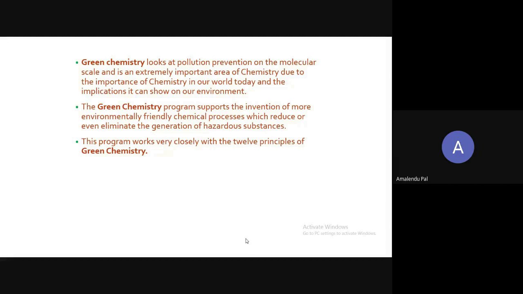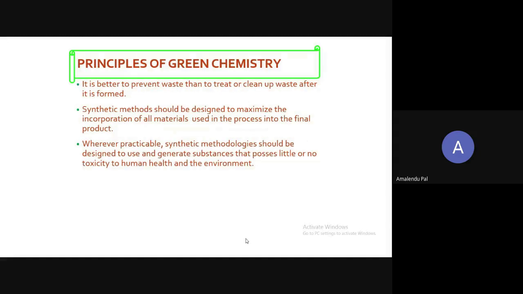Everybody knows that green chemistry is based on 12 principles. Briefly I will tell you: it is better to prevent waste than to treat and clean up waste after it is formed. So you see, if a waste product is not formed, that is better. If a waste product is formed, then we have to treat it and clean it up. Generally we don't want to do this.